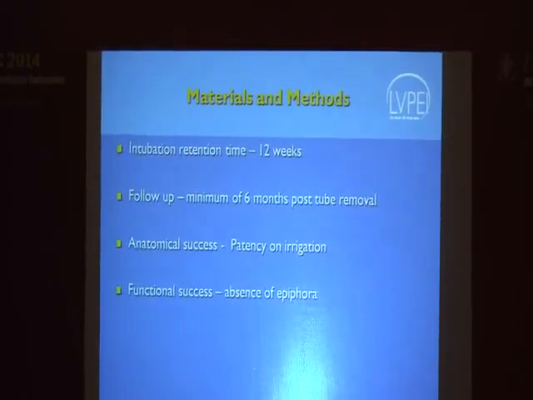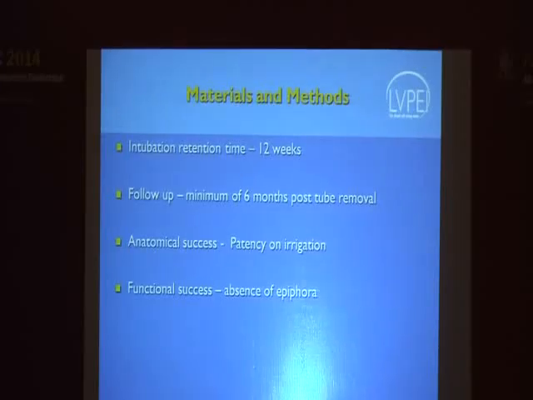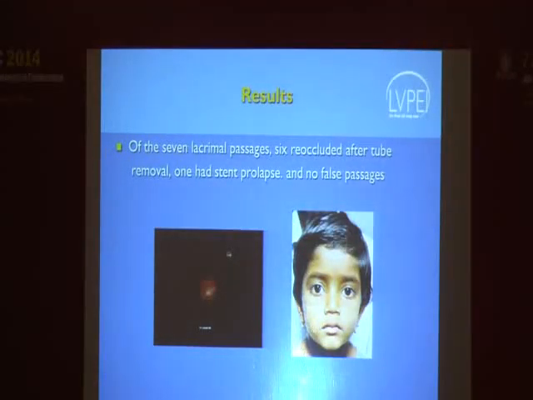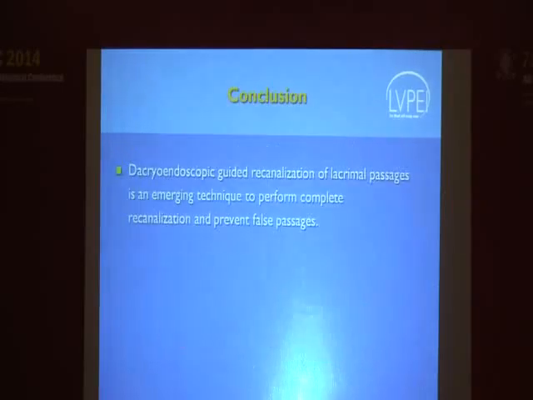Anatomical success was defined as patency on irrigation, and functional success was defined as absence of epiphora. The anatomical and functional success rates were 60% for canalicular recanalization and 70% for the nasolacrimal duct, but this is at 6 months. That's what is important. We found that of the 7 lacrimal passages, 6 reoccluded after the tube removal, and 1 had stent prolapse, but there were no false passages.